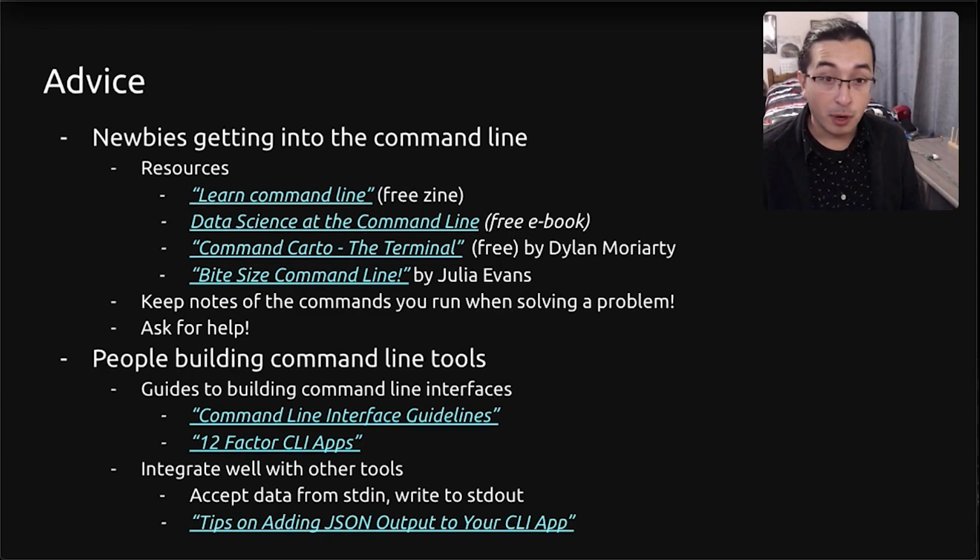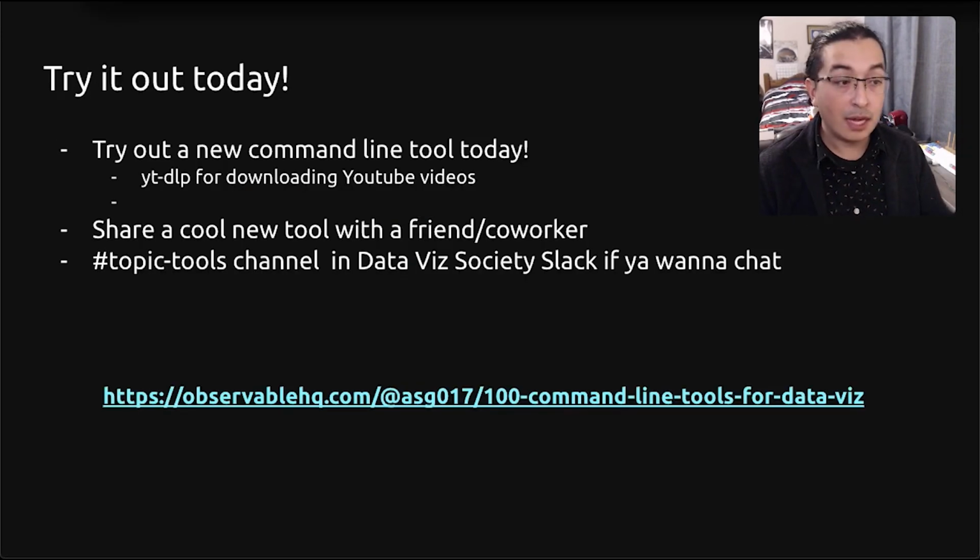Now, for those of you who want to build command line tools, I recommend reading these guides that go over specific features and design patterns that will make your command line applications more friendly. I used to think the CLI apps that I wrote were nice, but after reading some of these guidelines, I realized there was a lot more that I could do to make them better. As always, try to make your tools work well with other tools, allow users to input data from standard in, and give them the option to write to standard out. And finally, this final blog post has many tips and tricks on how to add JSON output to your command line tools. And that's all I got for today.